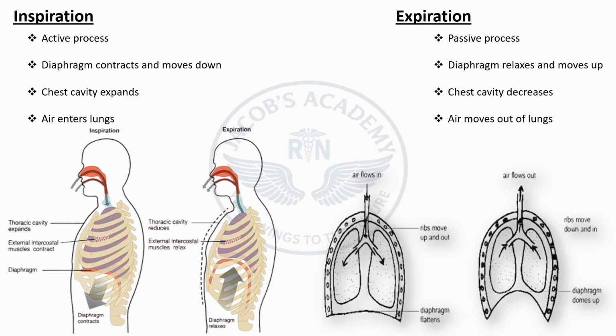And coming to the right diagram, expiration. During expiration, the diaphragm relaxes and moves upward. The ribs move downward and inward. So, the chest cavity becomes smaller. This increases the pressure inside the lungs. As a result, air moves out of the lungs, as shown by the arrow. So, inspiration brings oxygen into the lungs and expiration removes carbon dioxide from the body.